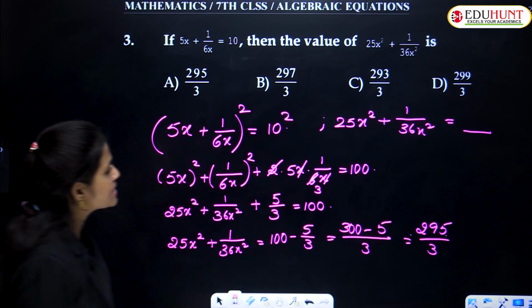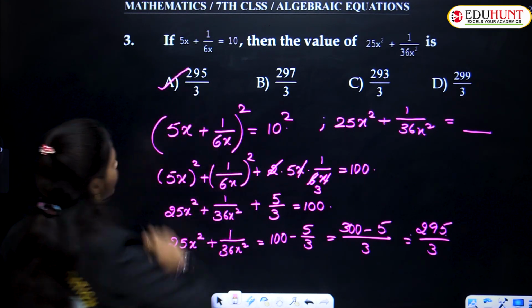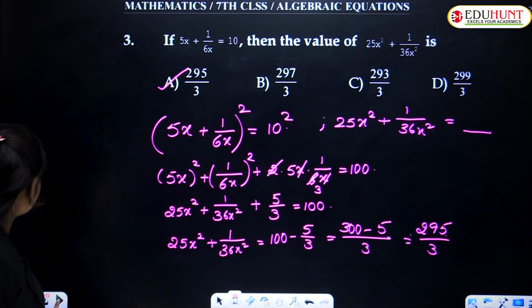Okay. So which option is correct, ma, here? 295 by 3. So option A is correct here. Am I clear to you? Yes. So option next one, see that.